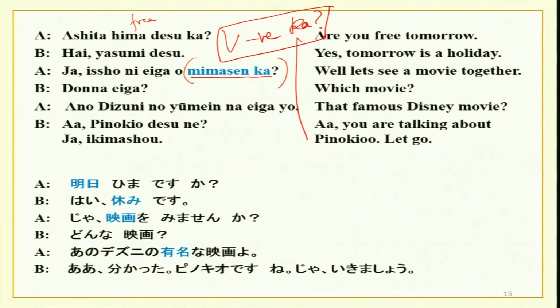Donna eiga? Which eiga are you talking about? Ano. Ano is when they do know a little about what the person is talking about, both the listener and the speaker. They are aware that something like this is there. Ano Disney no yuumei na eiga yo? Says, don't you know that famous Disney movie? Ah, Pinocchio desu ka? Ja, ikimashou. Ah, you are talking about Pinocchio. Oh, really? Ah, I understand. So, you mean Pinocchio. Ja, ikimashou. Let's go. So, basically inviting people, verb in negative form plus ka makes it an invitation.